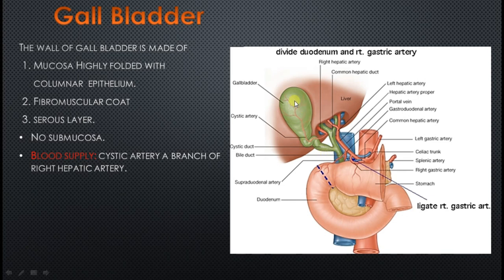gallbladder. The blood supply to the gallbladder is by the cystic artery, which is a branch of the right hepatic artery. The common hepatic artery divides into the proper hepatic artery, which gives right and left branches. From the right branch, we have the cystic artery. The cystic artery might divide into a superficial branch, which supplies the peritoneal surface of the gallbladder, and a deep branch, which will supply the upper surface of the gallbladder, between the fossa for the gallbladder on the liver and the upper surface.